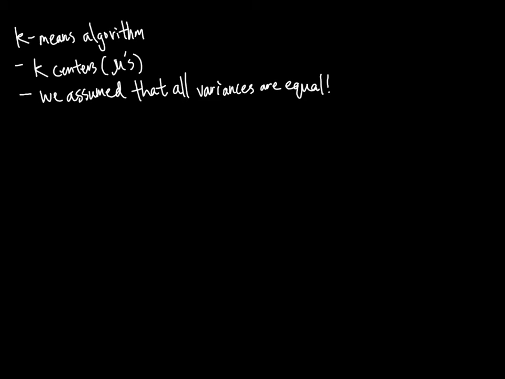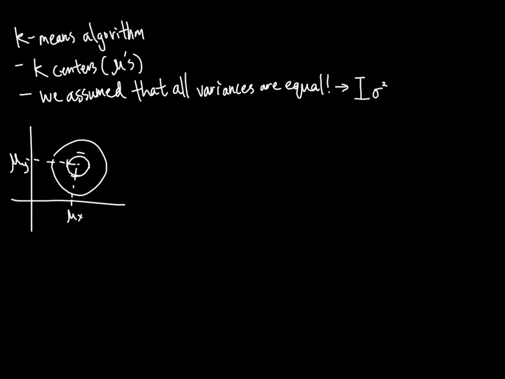And also, all of them are equal to the identity matrix times a specific variance. What do I mean by that? If we say that everything has the same variance, this is the mu of x, this is the mu of y, and now we have a variance. Since both of them vary by the same amount in all directions, we have a circle for our isocontour. So it just looks like a gradual circle radiating out with the same probability every time.